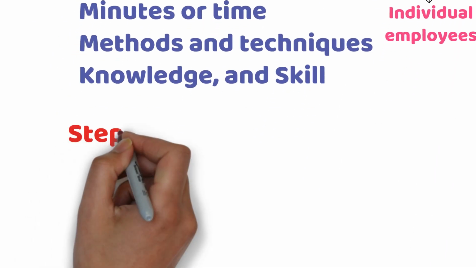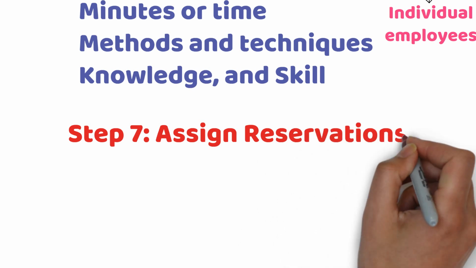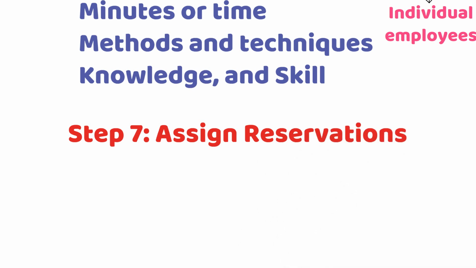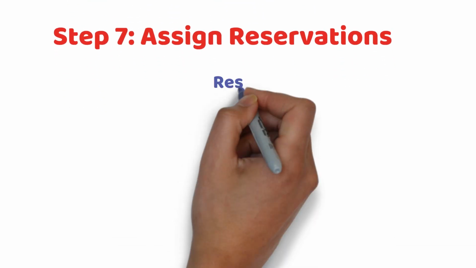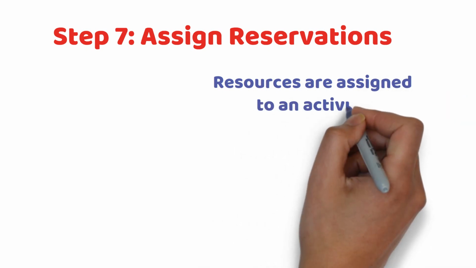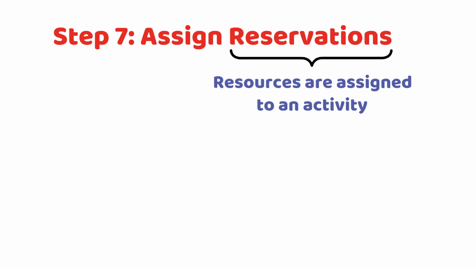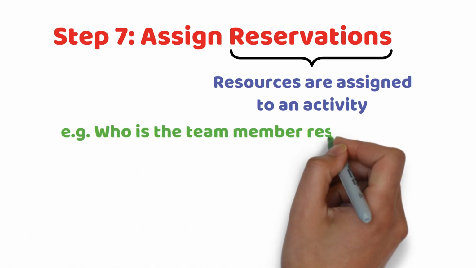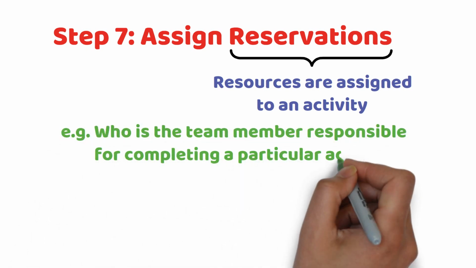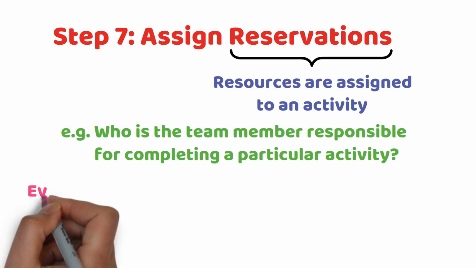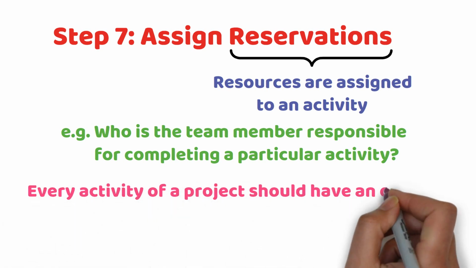Step 7. Assign reservations. After estimating the resources, they are loaded into the Gantt chart against the respective activities. When resources are assigned to an activity, this assignment is called a reservation. For example, who is the team member responsible for completing a particular activity? Every activity of a project should have an owner.